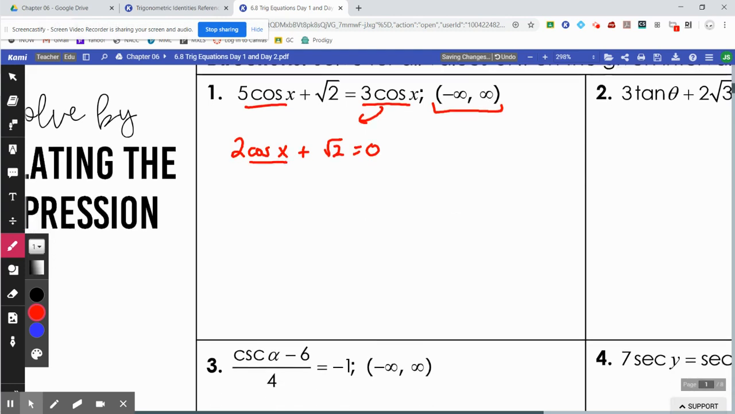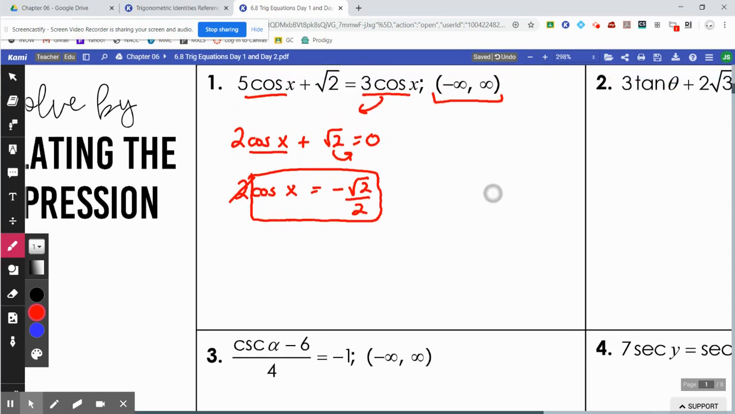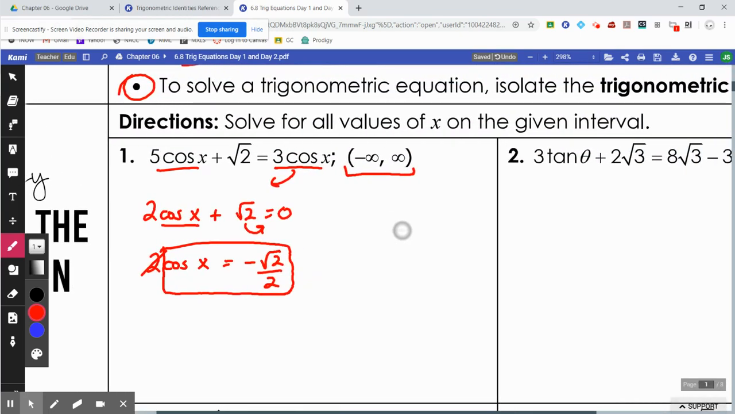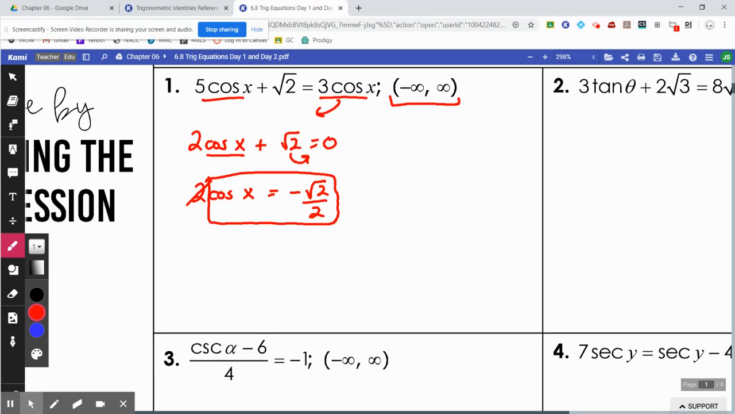Now let's isolate our cosine x by first moving the root 2 over. So you have 2 cosine x equals negative root 2. Finally, divide by this 2, and you now have cosine of x equals negative root 2 over 2. Now here's the rule. Find every solution within one period of this cosine function. Again, the period for cosine is every 360 degrees, or in this case, it doesn't tell whether to give it in degrees or radians, so you could do it either way. Since our example was in radians, we'll give this in radians.